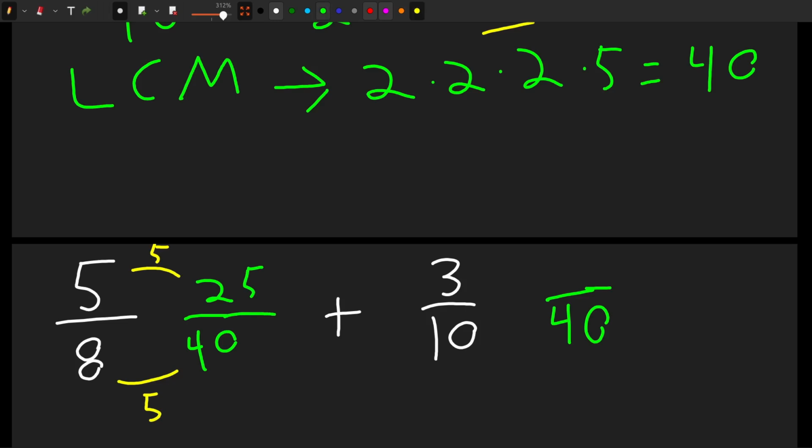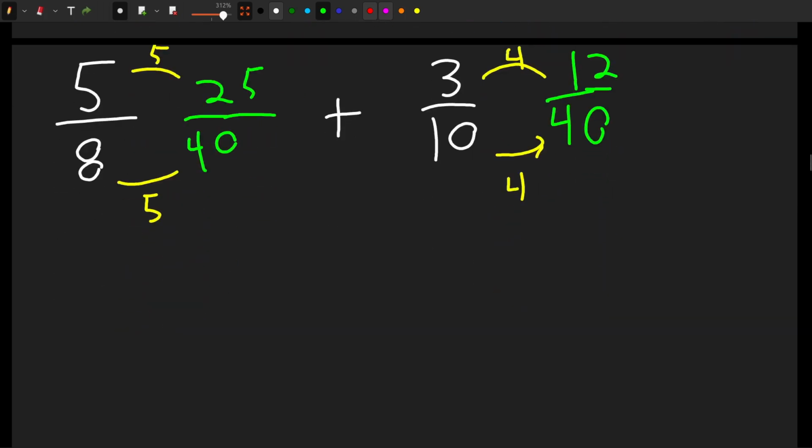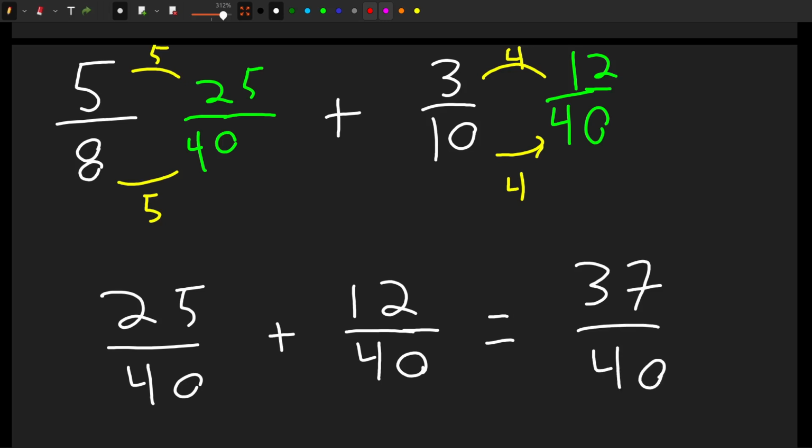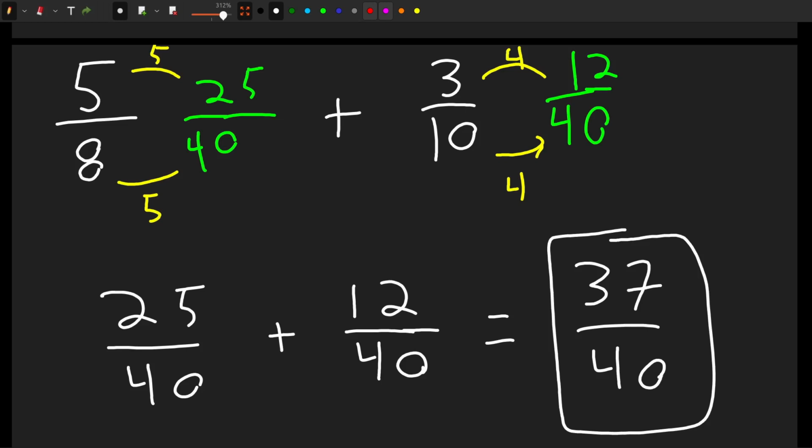In the other fraction, we'll multiply by 4. So that means we'll multiply the top by 4, and we will have 12. Okay, so my fraction problem is now 25/40 plus 12/40. 25 plus 12 is 37, and the denominator remains the same. And if you want to check it, 37 is a prime number, and so that is the answer.